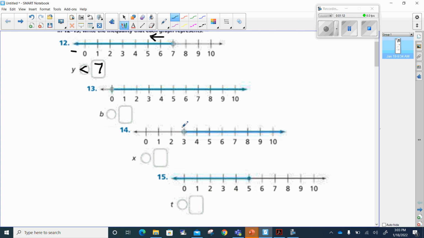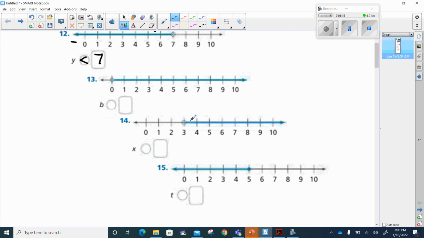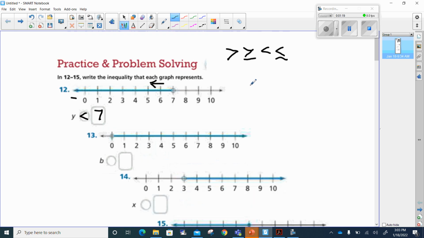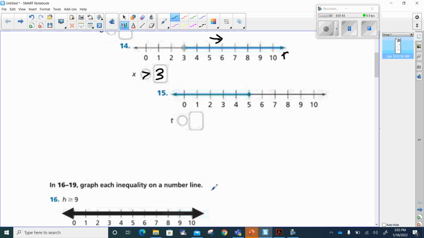Number 13 is yours to do. Number 14 I'll go over. We have an open circle again, so I know it's going to be either my greater than or less than. This time, all the numbers are shaded to the right, where my positive numbers are, which means numbers that are bigger than 3. So I'm going to go with greater than. And since it's on 3, x is greater than 3. All right, number 15 is yours.